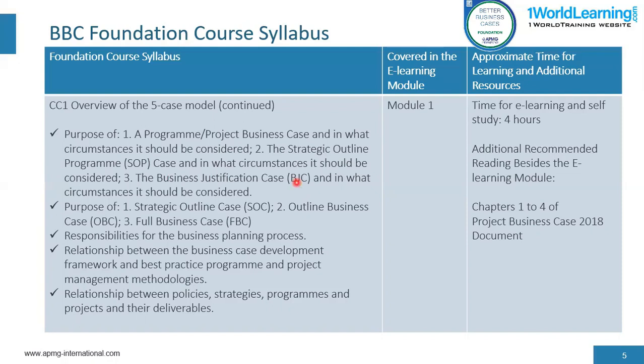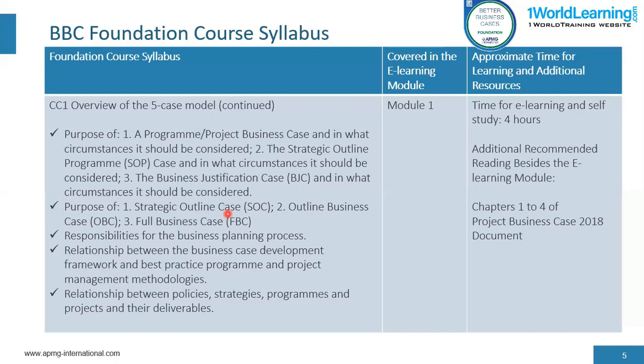And then the 3 key iterations of a business case are the strategic outline case, the outline business case, and the full business case. Now, the purpose of a strategic outline case is to ascertain business justification. Is it really worthwhile investing in this particular case? Is there a case for change? Now, that's one of the leading purposes of a strategic outline case.